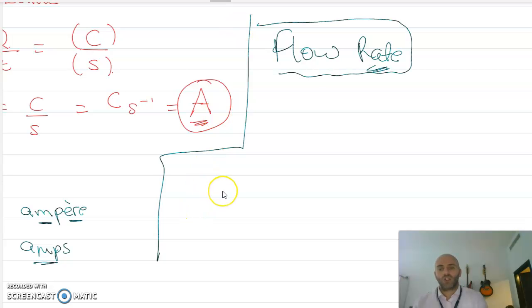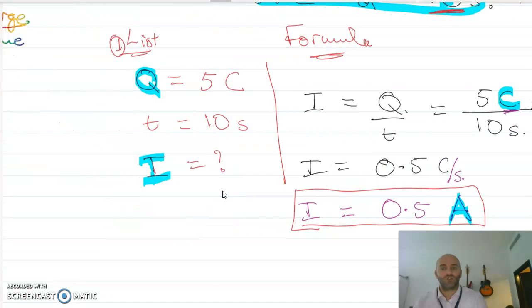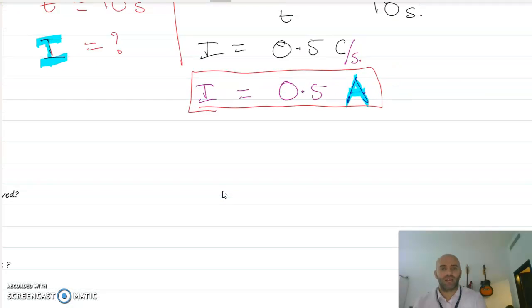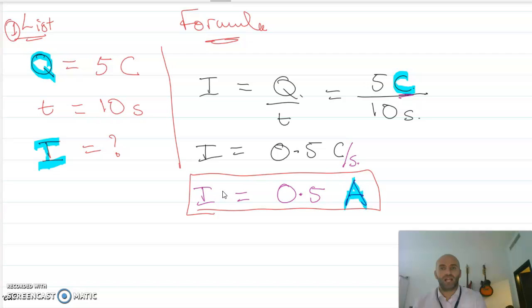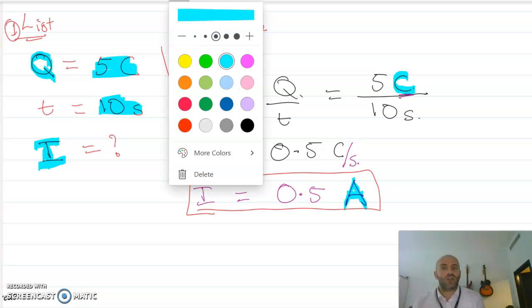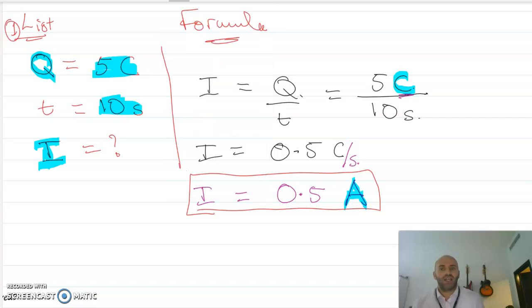So just to run through the very simple example that we had from one of the classes. If we've got a charge of 5 coulombs and a time of 10 seconds, we want to figure out what is the electric current I, apologies. So I'll make my list.